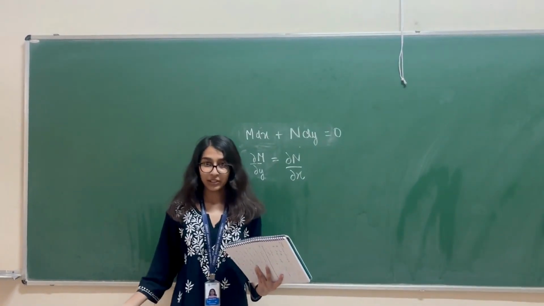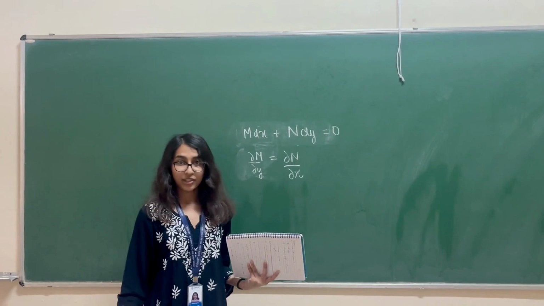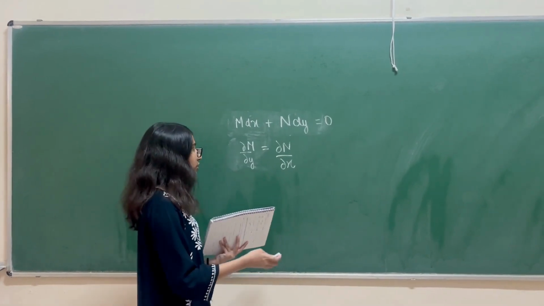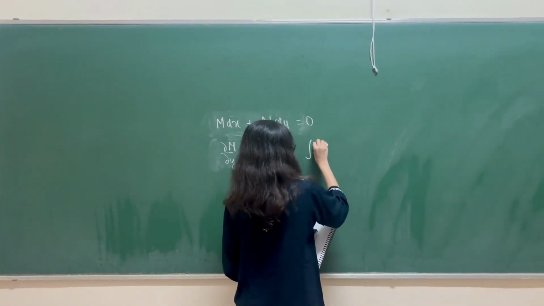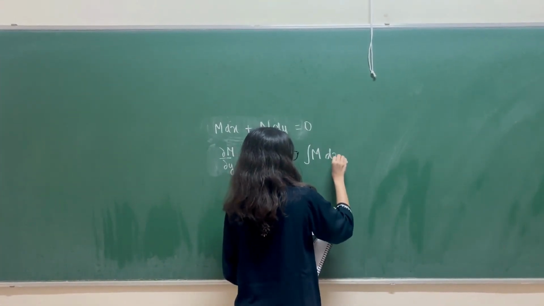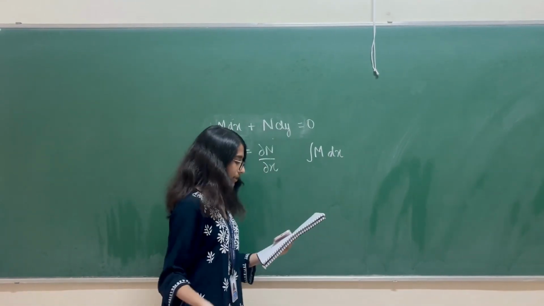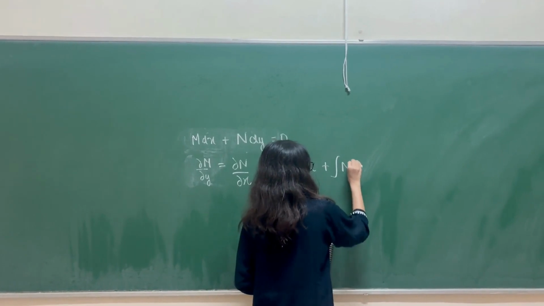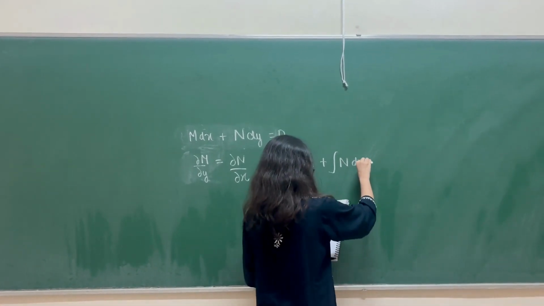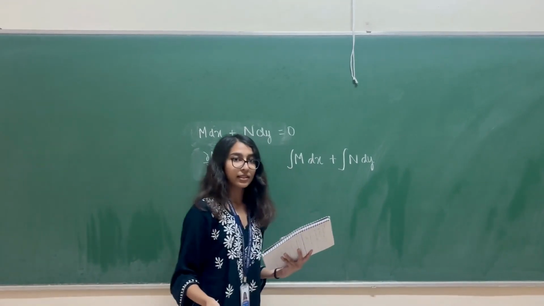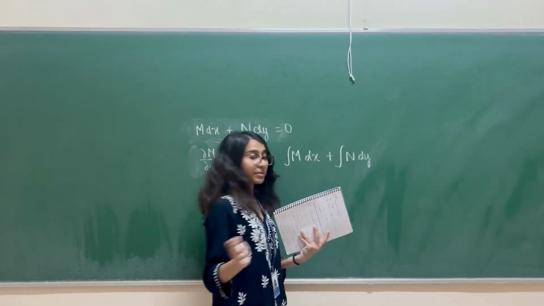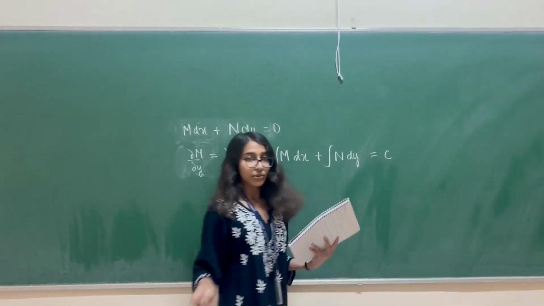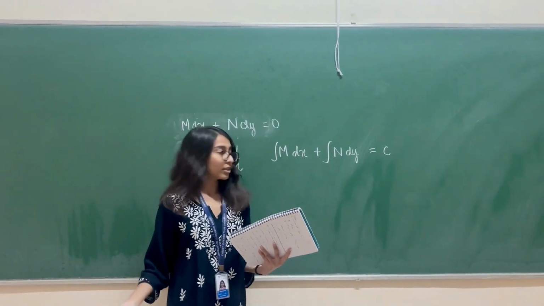So now coming to how we solve an exact differential equation. After we've checked that it is an exact differential equation, we basically integrate M with respect to x and keep y terms constant, and we sum that with N dy, where we basically ignore all the x terms and only integrate with respect to y. That will be our solution for the exact differential equation.